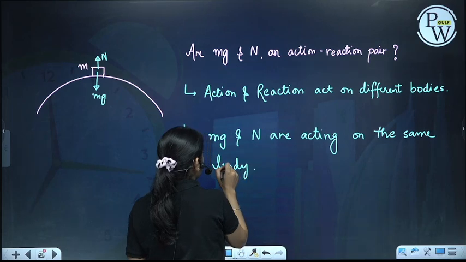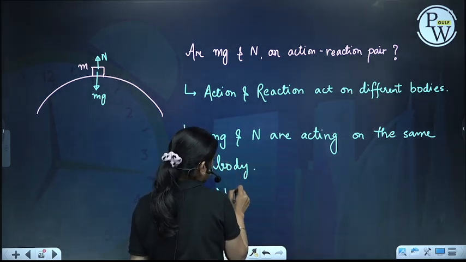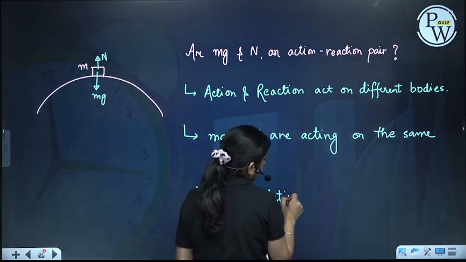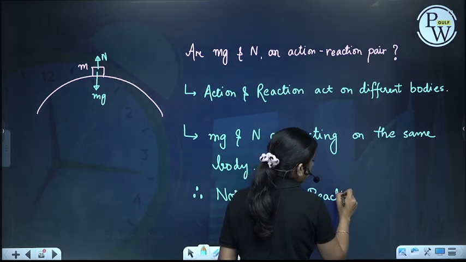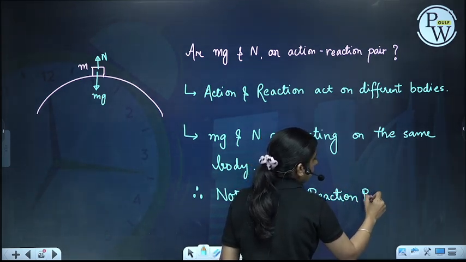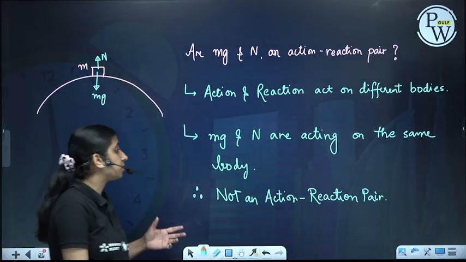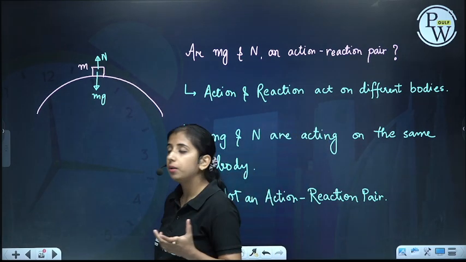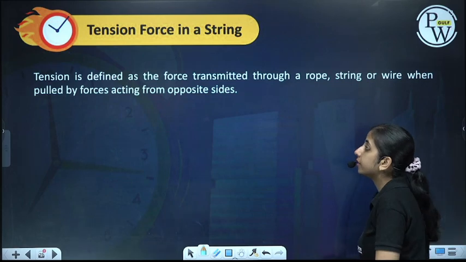So they are not an action reaction pair, okay? Mg and N are not an action reaction pair because they act on the same body, okay? Now let us move to tension force in a string.